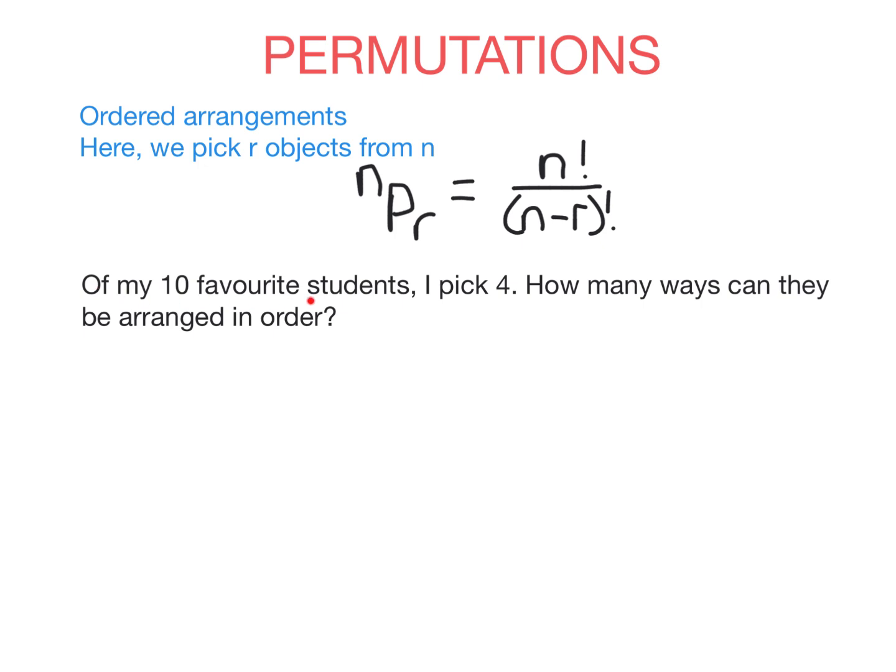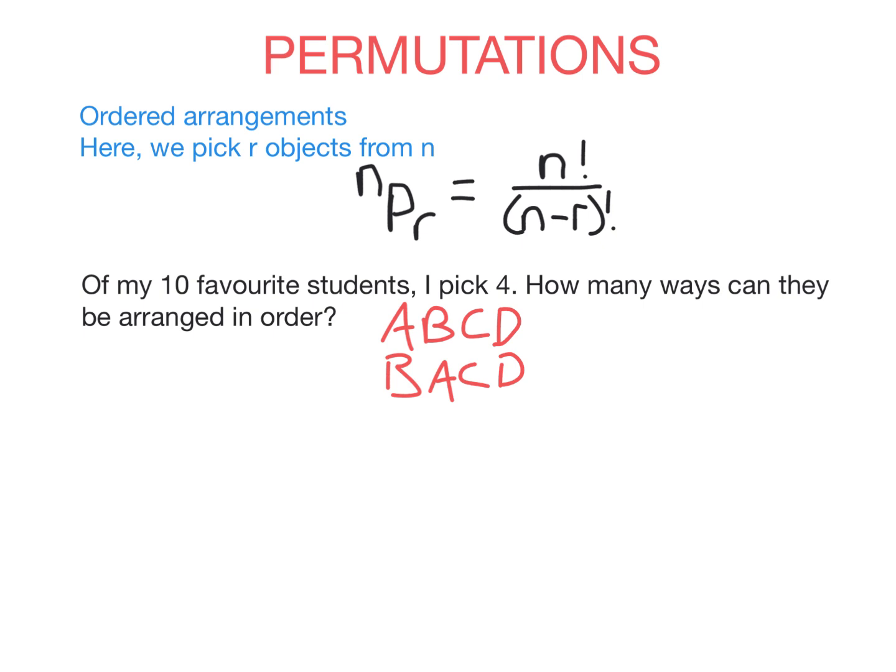So let's say of my 10 favorite students, I pick 4 of them at random. How many ways can they be arranged in order? So let's say my 4 favorite students are A, B, C, and D. That is one possible permutation, or B, A, C, D is another. I don't want to write them all out because sometimes that will take forever.